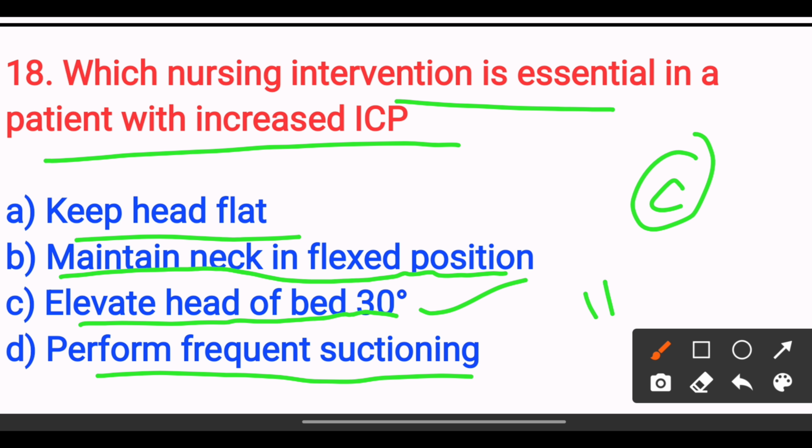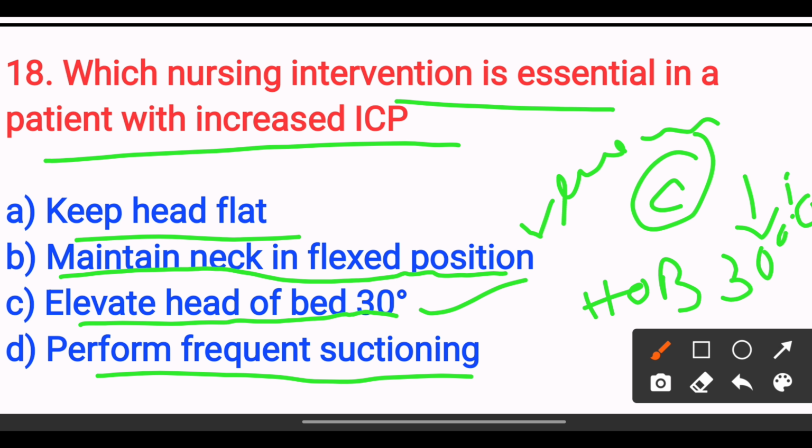Because head of the bed, HOB, 30 degrees promotes venous return and drainage and reduces the ICP. Flexion and flat position increase the ICP. Suctioning can worsen the ICP, so suctioning is contraindicated in increased ICP.